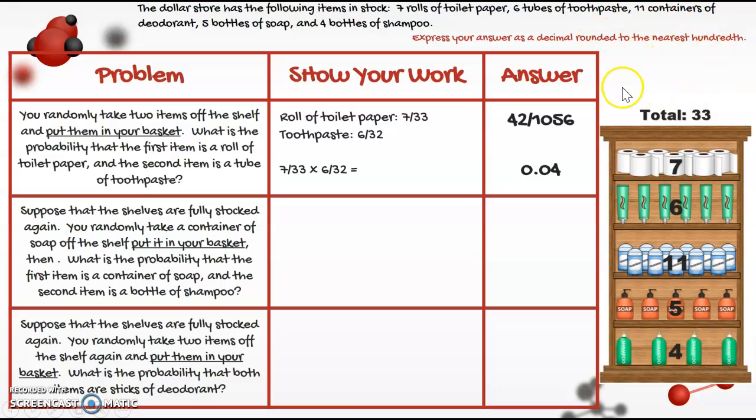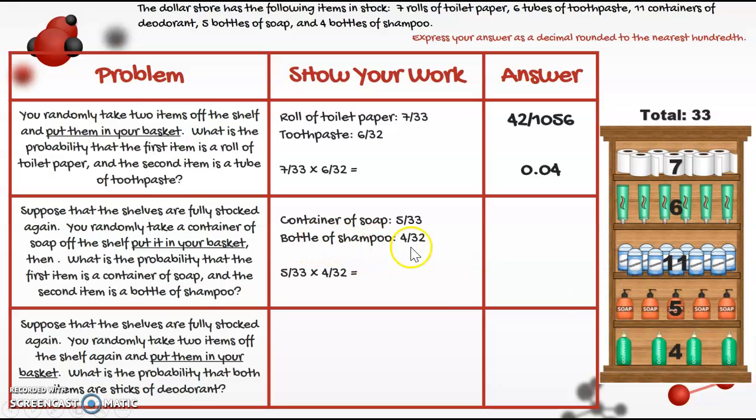And of course, I'm rounding my decimal to the nearest hundredth. So 7 times 6 is 42. 33 times 32 is 1,056. I'm going to divide 42 by 1,056. That gives me 0.04.